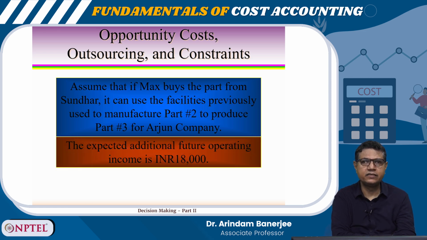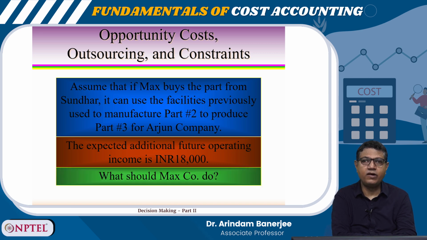Now in such a case, the expected future operating income is 18,000, right? So what should Max do now? That is the question. What should the company do? It has an underutilized facility, and initially he was trying to understand whether it can be used for part 2 production, or this part 2 production can be outsourced.